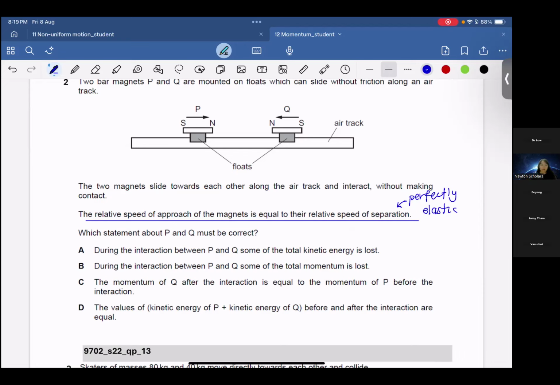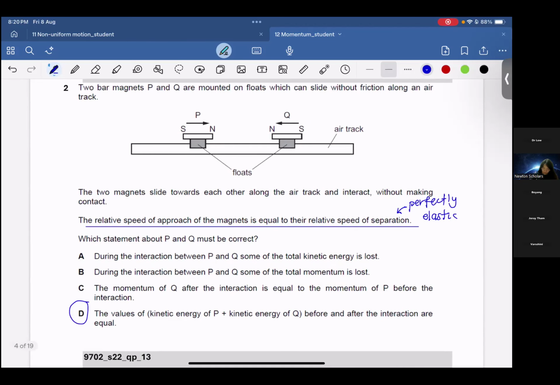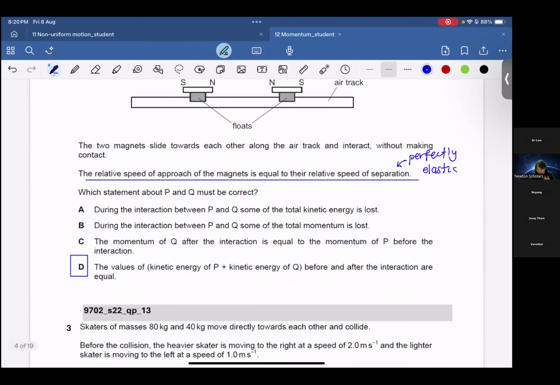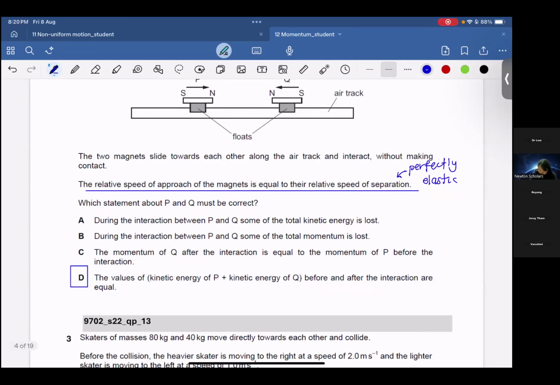Fawal, correct. Good job. Vashini, correct. How about the others? Are you able to get the answer? Fatima, correct. The answer here should be D. The kinetic energy before and after should be equal. C is incorrect.